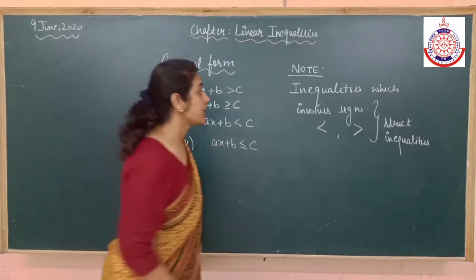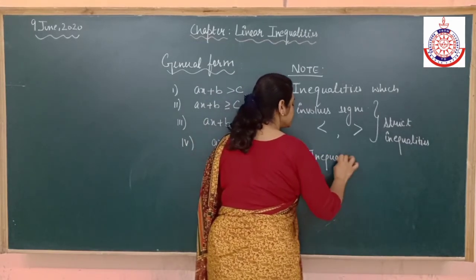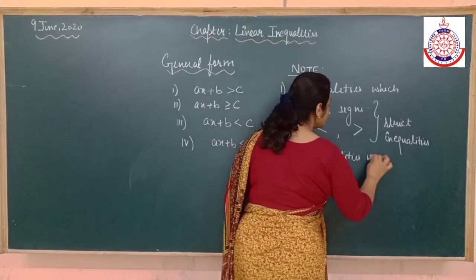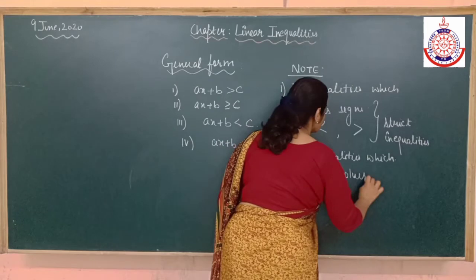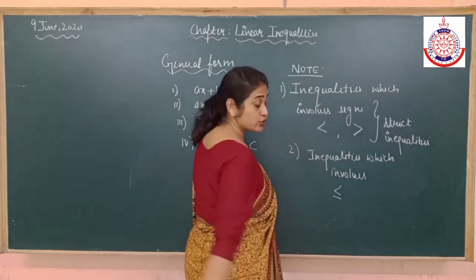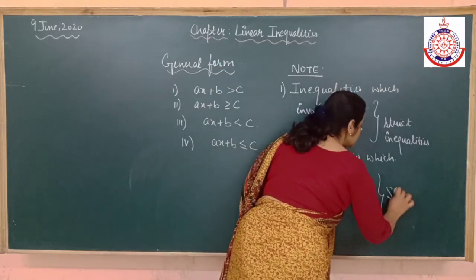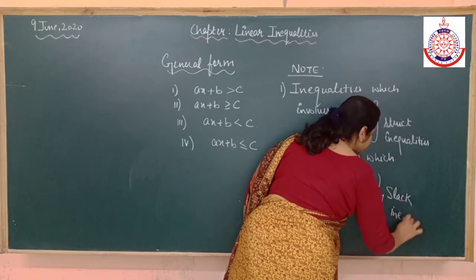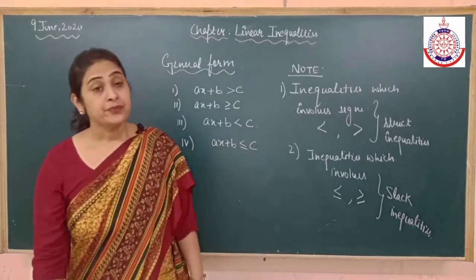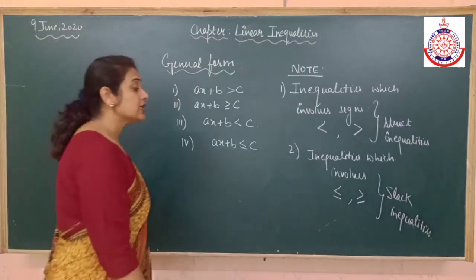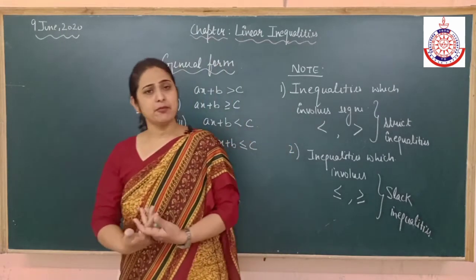And inequalities which involve less than or equal to, or greater than or equal to, are called slack inequalities. Is this clear? Alright, slack inequalities, because here it is not strictly less than or strictly greater than, it can be equal.